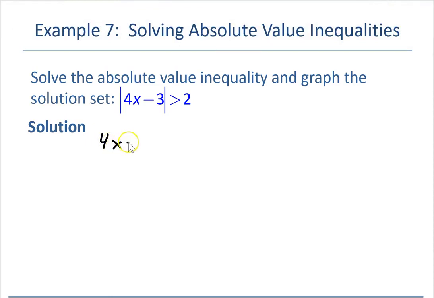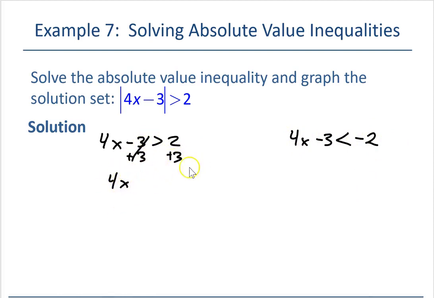Rewrite like this: 4x minus 3 is greater than 2. There's my positive one. Well, when I come over here, notice I'm going to write 4x minus 3. When I flip the sign, this guy automatically becomes a negative 2. And then I can solve from there. I can add 3 to both sides here and get 4x is greater than 5.